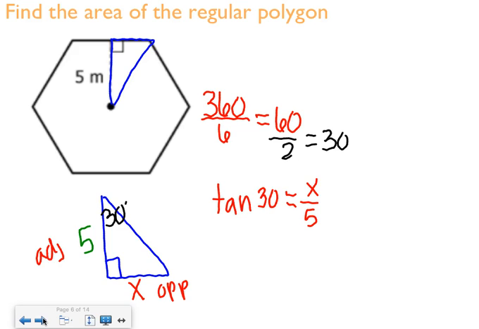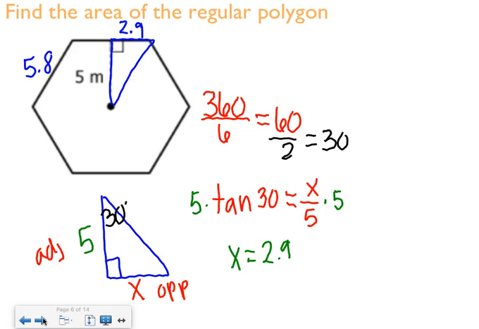Multiply by 5. We should get about 2.9-ish. Perfect. Okay, so we just found this thing to be 2.9. What would your whole side length be? 5.8, I gotta double it. So 5.8.